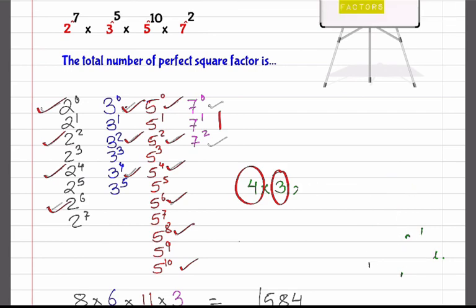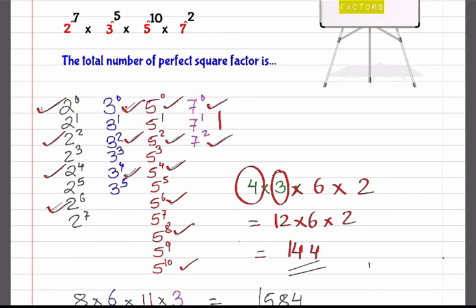So how many are perfect squares? Let's start with this. 1, 2, 3, 4, 5, 6. So I'll have 6 here. How many are perfect squares here? 1 and then 2. So this is 2. Now let us just multiply. 4 into 3, 12. 12 into 6 is 72. 72 into 2 is 144. So these many factors are perfect squares.